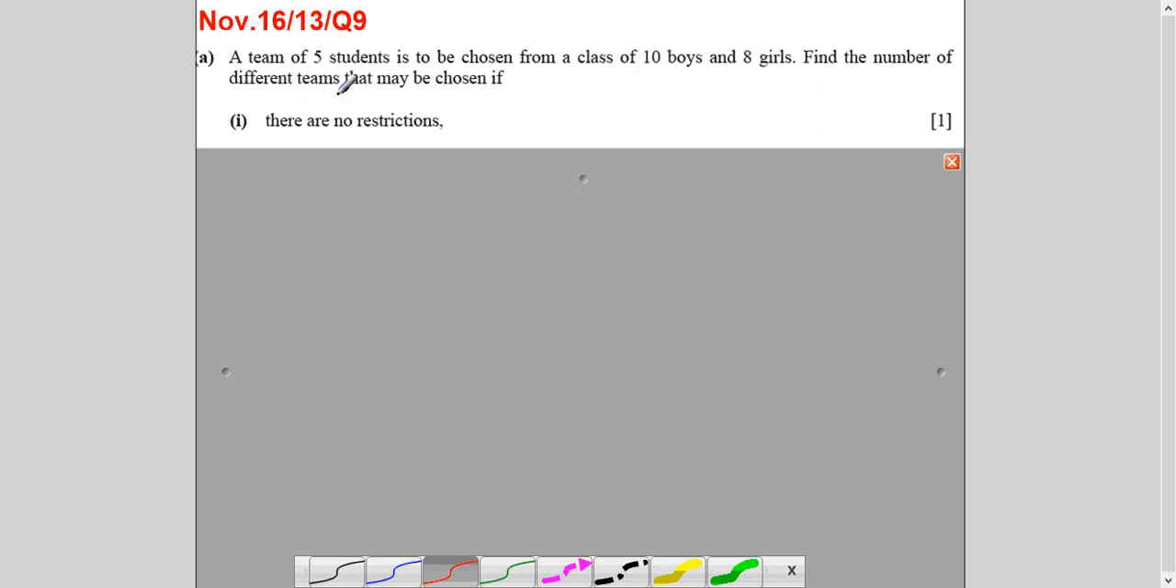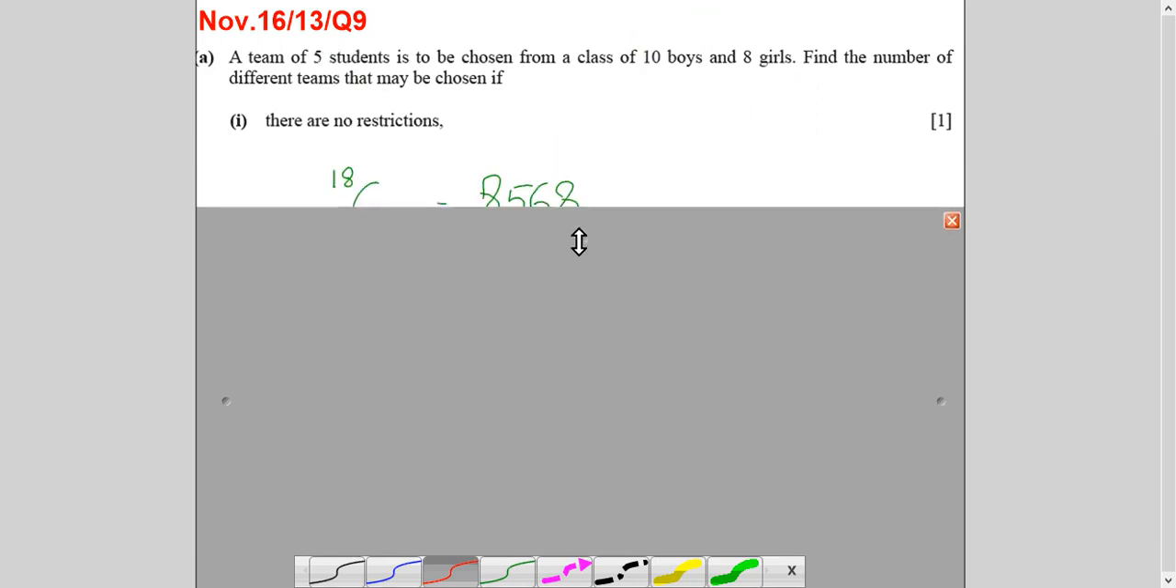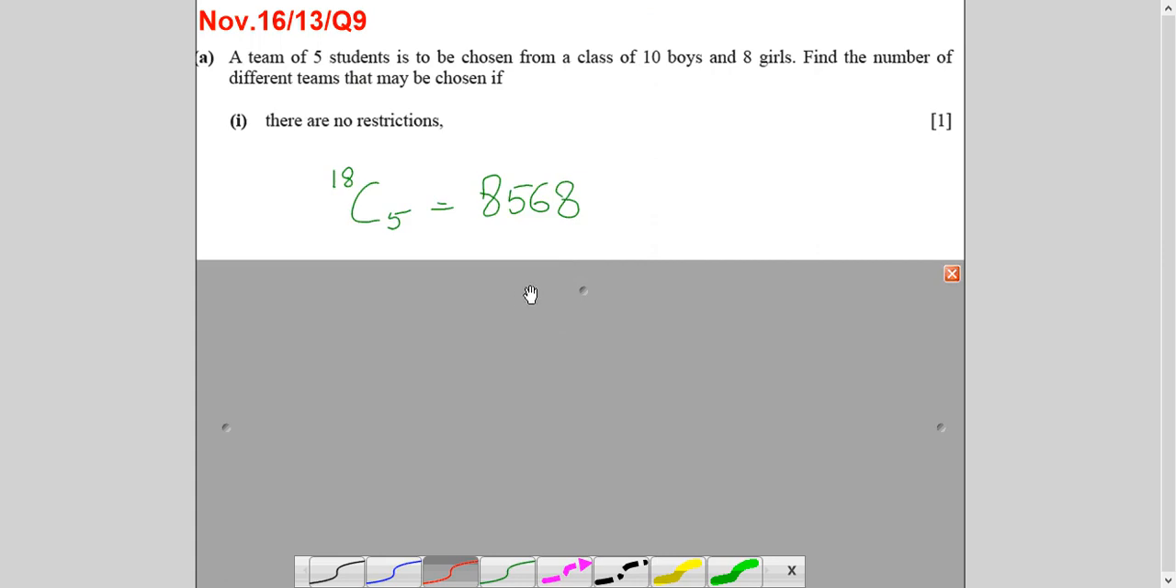Now, when you see it is a team, it means order is not important. When order is not important, we use combination. So altogether it is 18 and we have to pick up 5. So it will be 18C5, right? Combination, because order is not important, it is just a team. I can say I have picked up A, B, C, D, E, or I can say I have picked up B, C, D, A, E. So order is not important here.